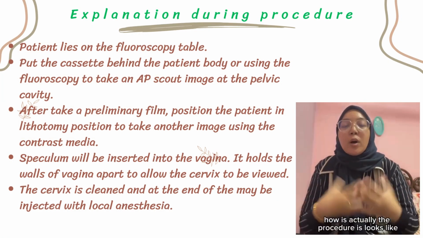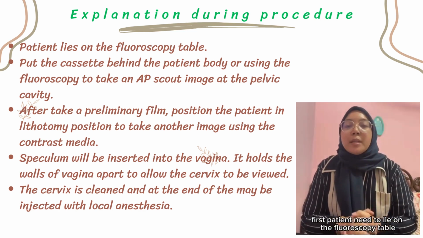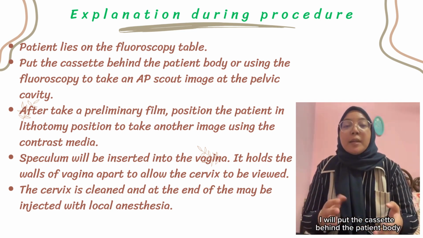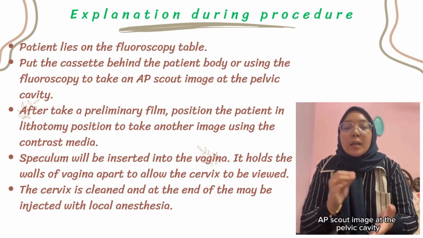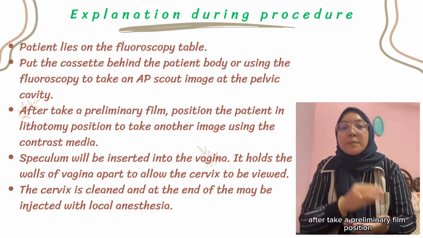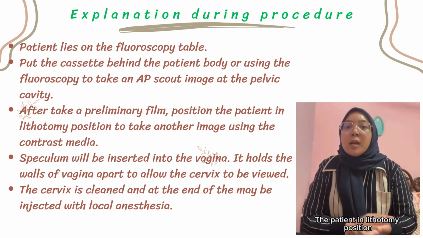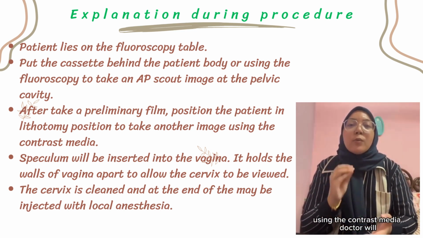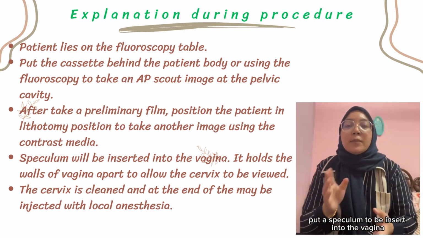Next, we go to how the procedure actually looks. First, the patient needs to lie on the fluoroscopy table. I will put the cassette behind the patient's body, or use the fluoroscopy to take a scout image of the pelvic cavity. After taking a preliminary film, position the patient in the lithotomy position to take another image using the contrast media. The doctor will insert a speculum into the vagina.